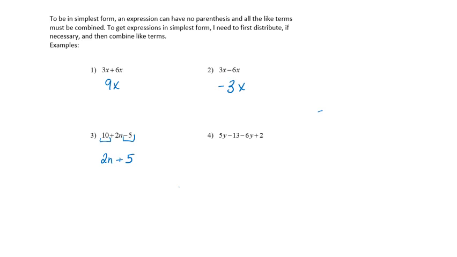So for instance, in number 4, I'm going to take care of my variables first. I'm going to have 5y minus a 6y, or 5 plus a negative 6. 5 plus a negative 6 is a negative 1, so we're going to write that as negative y. And negative 13 plus 2 is a negative 11. If we get a negative, it's the same as subtraction when we combine these.